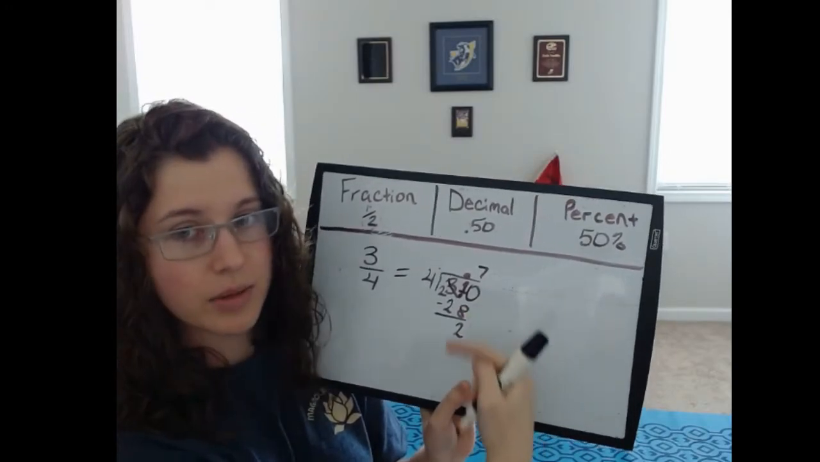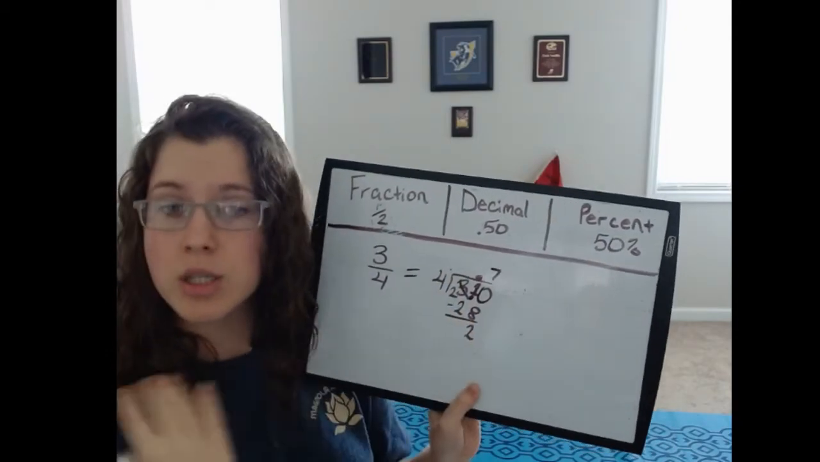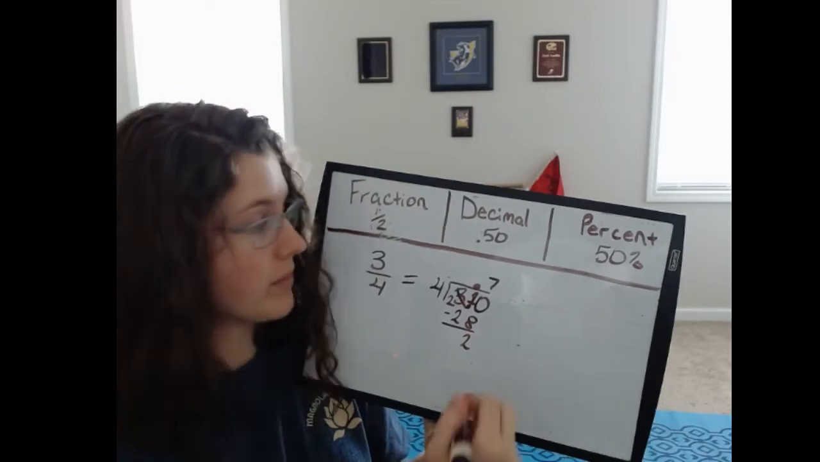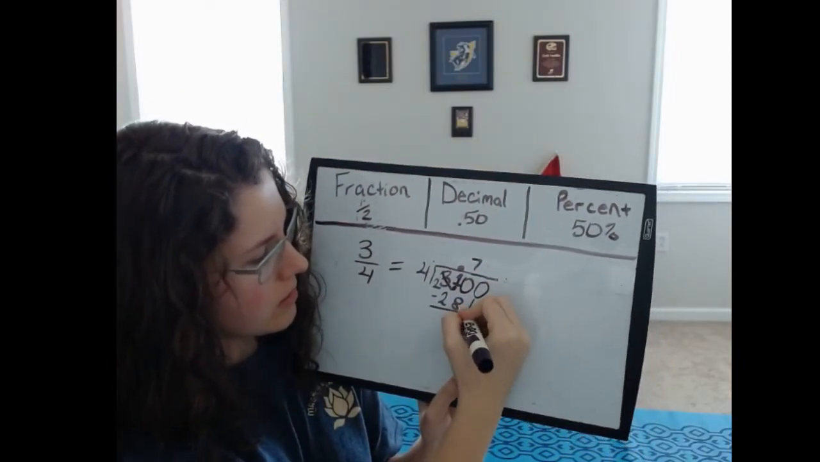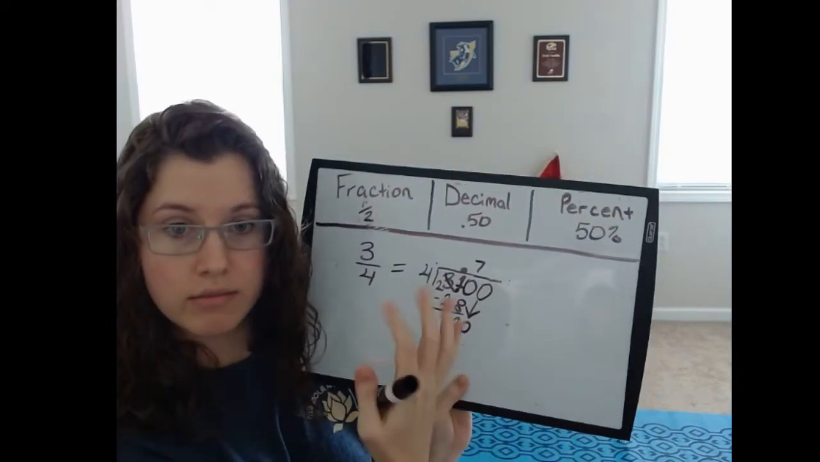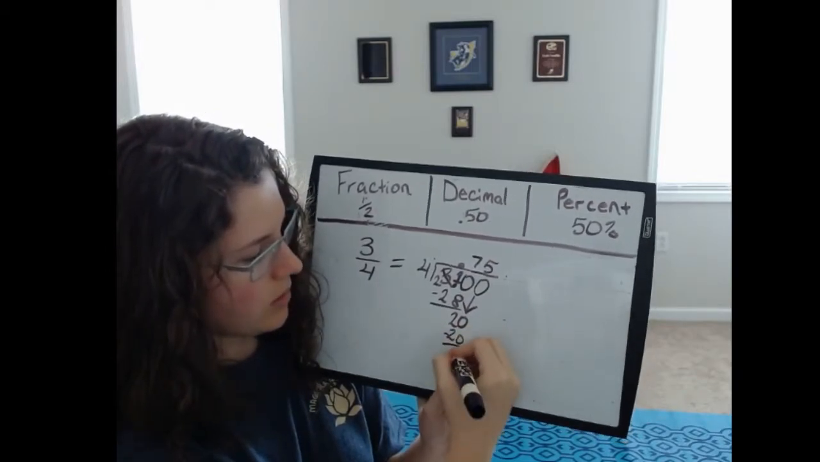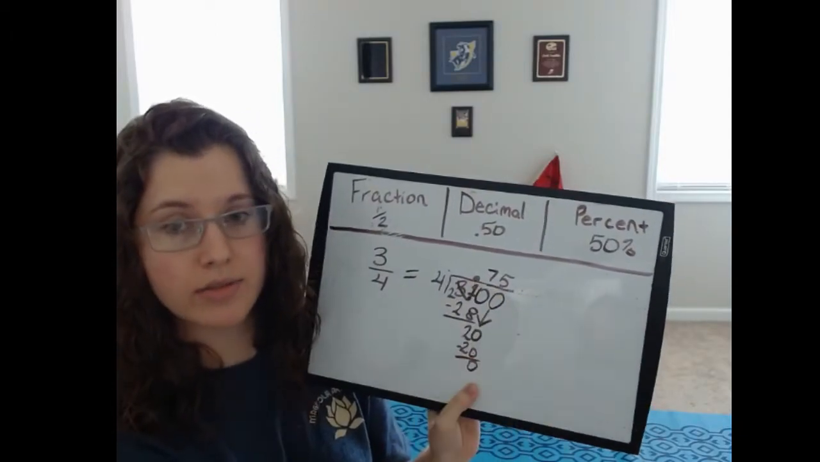I still got to keep going because I can't have a remainder when I'm using a decimal. Without the decimal, it's fine. With a decimal, you need it to come out even. So, tack on another 0. I'm going to make my division bar come out further. 4 can go into 20 5 times. And we have come out even. So 3/4 is the same thing as 0.75.